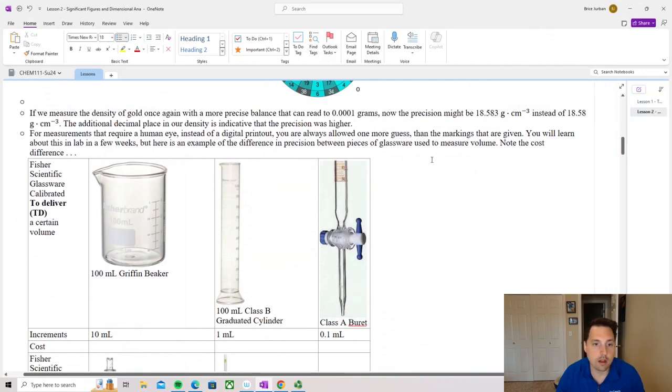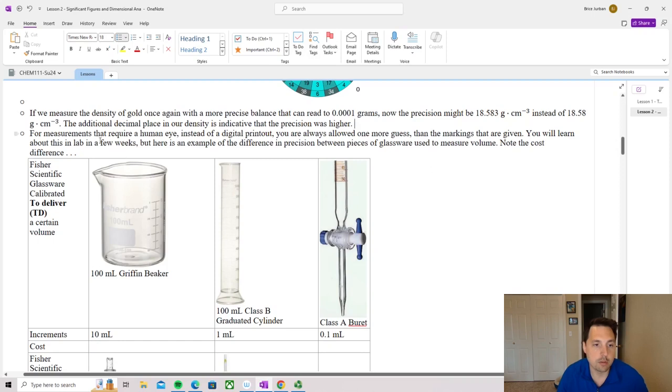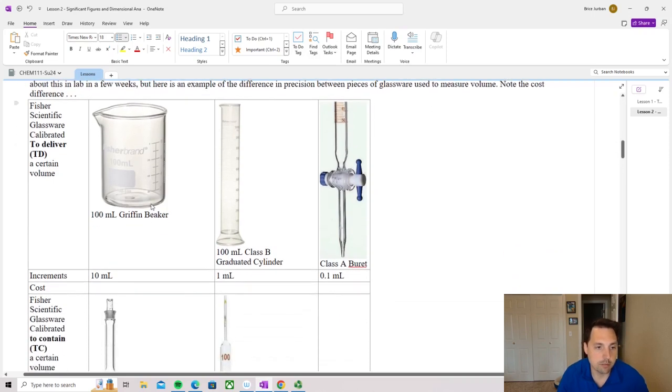Now, anytime we make a measurement with the human eye, one thing that we'll note is that we can make an additional guess between the markings that are given. And we'll learn about this in our lab. But if we have a Griffin beaker, which is a type of glassware that's calibrated to deliver a certain volume, it will have markings for 100 mL, approximately every 10 milliliters.